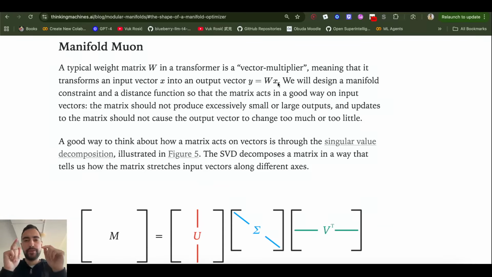And as I said before, when you multiply a vector with a matrix, it will rotate the vector or stretch or squish the vector. You can watch about this in 3Blue1Brown. And for a neural network to learn faster, we want this weight matrix to just rotate the vector. We don't want it to stretch or squish.